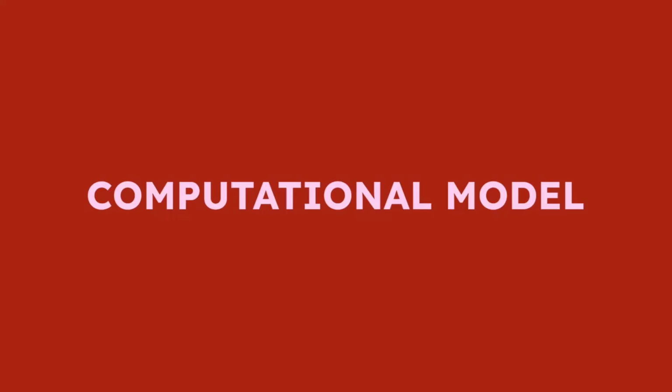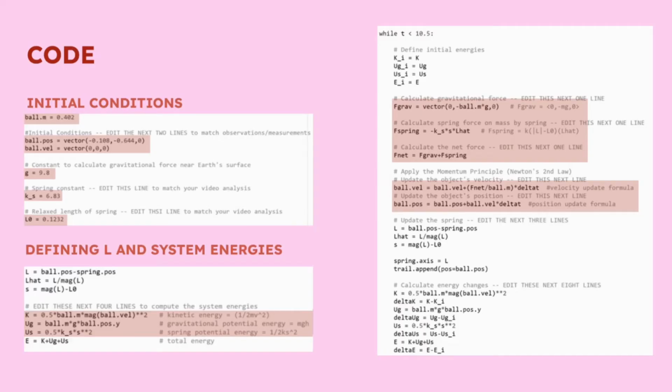Moving on to the computational model, I started by setting up my code. First, I defined the initial conditions, which were measured and calculated using the observed data. Then, I calculated the stretch of the spring by subtracting the relaxed length from the magnitude of the spring's current length. I then used the equations for kinetic energy, gravitational potential energy, and spring potential energy to define all of the system energies. These are then added together to compute the initial energy of the system.